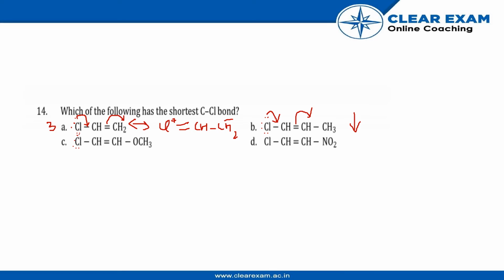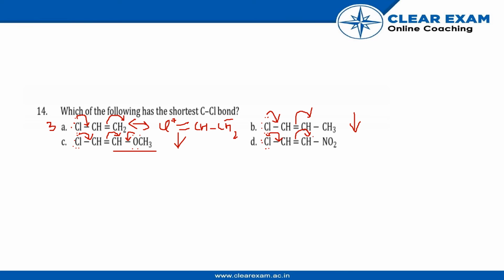Again, chlorine transfers a lone pair, and this bond opens. But at the same time, oxygen also lends a lone pair. And due to this cross conjugation, the number of double bonds is less. So again, this can't be the answer. Now let's check D. In D, chlorine again has lone pairs, and it transfers one pair here, and this bond also opens.